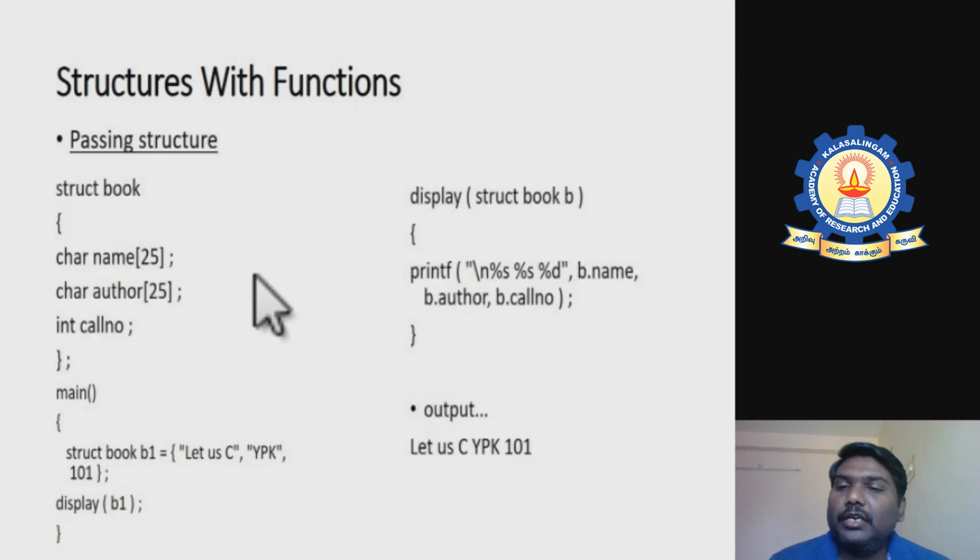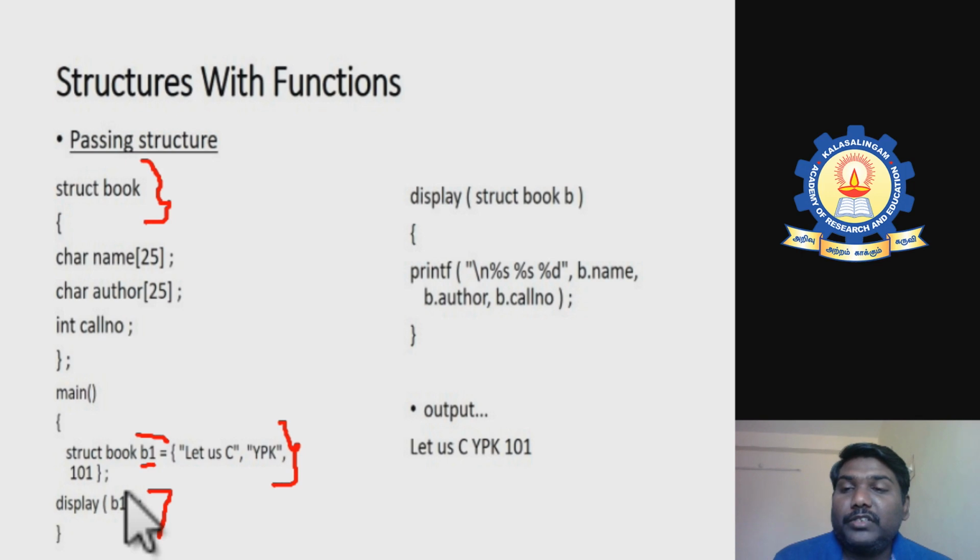Second, we can pass the whole structure itself. There's a structure name itself into the function, and we can use it. If you see here, we are using the same structure. Now we are declaring and initializing these values here, and after declaring and initializing, see how it is called. We are having a display of b1. b1 is the book name, or the structure name. So we are passing the structure directly. We are not passing the individual variables, we are passing the structure.